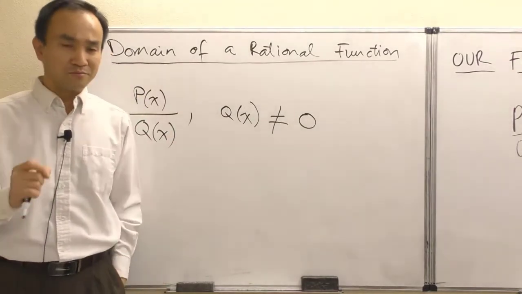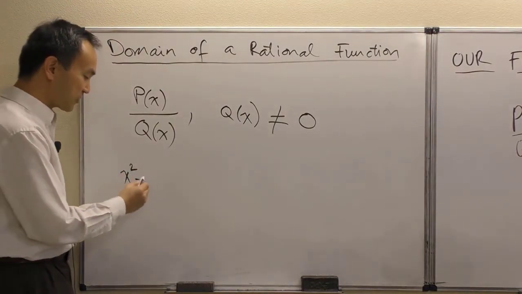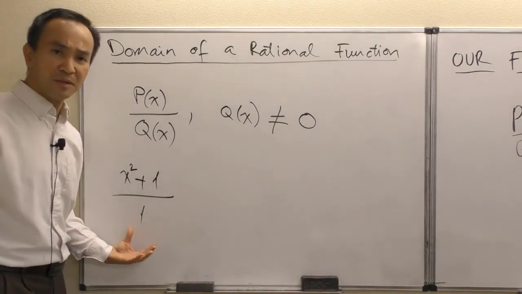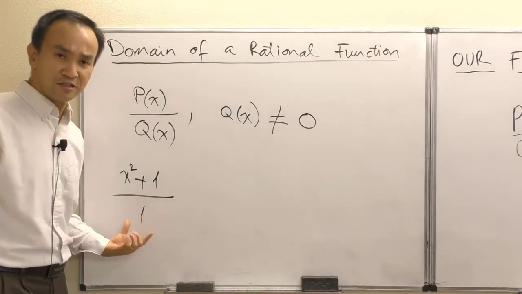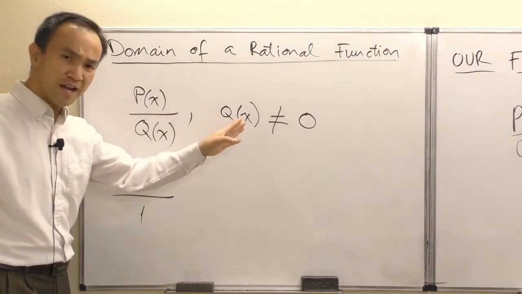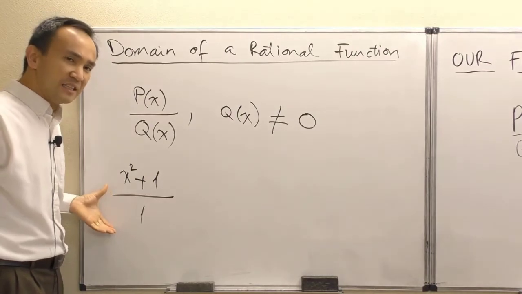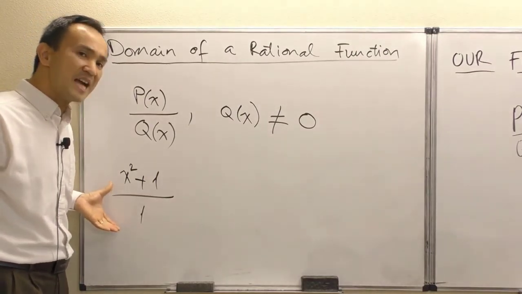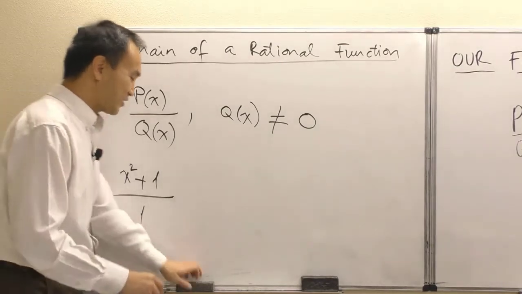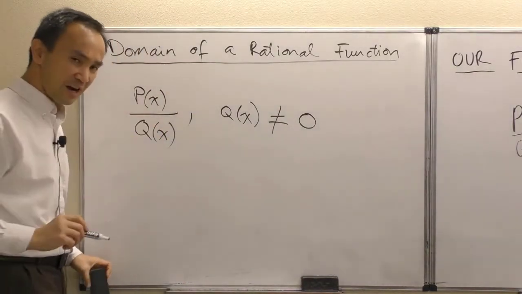Now let me clarify my idea from earlier. If we had our rational function simply as x squared plus 1 over 1, a constant, then the denominator being a constant is clearly other than 0. So there's not much to talk about regarding the domain, and that is the reason why, if we keep looking at rational functions like this, we might accidentally ignore the fact that we need to consider the domain carefully.